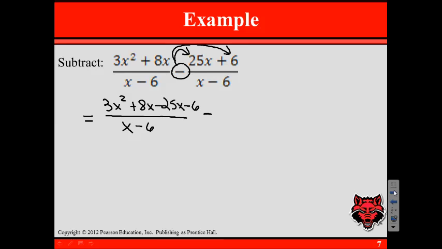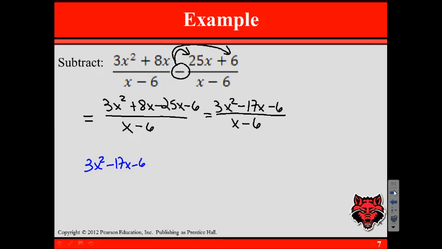Now we combine like terms in the numerator to give us 3x squared minus 17x minus 6 all over x minus 6. Now we can see that the denominator won't factor, but the numerator might. So let's, off to the side, write the numerator, and try to factor it into two binomials. We have 3x squared minus 17x minus 6.